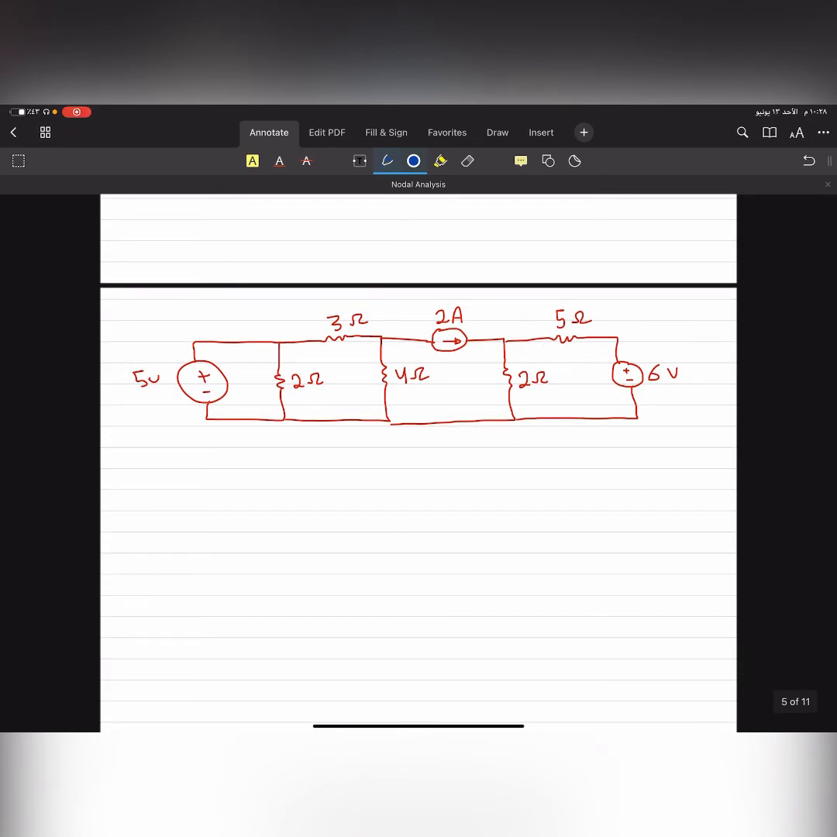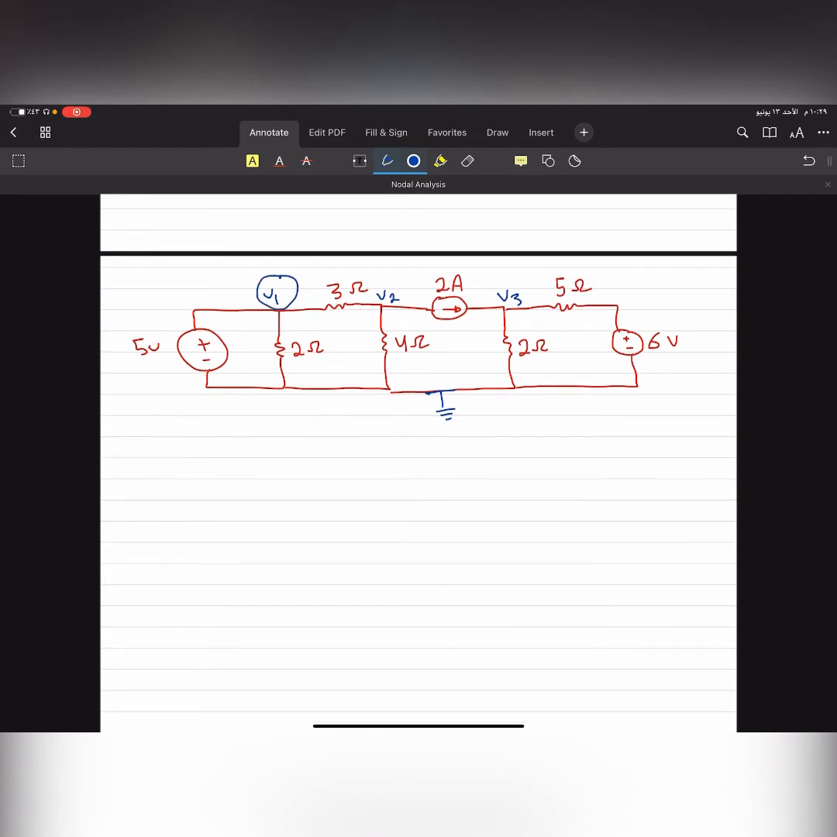It's similar to the one that I've solved before. I can also solve it using the shortcut method, so I will solve it quickly. So here is the ground, and here is V1, and here is V2, and here is V3. Okay.